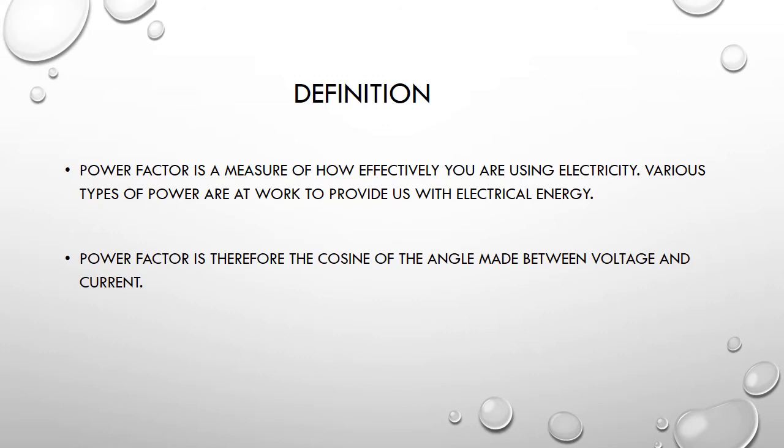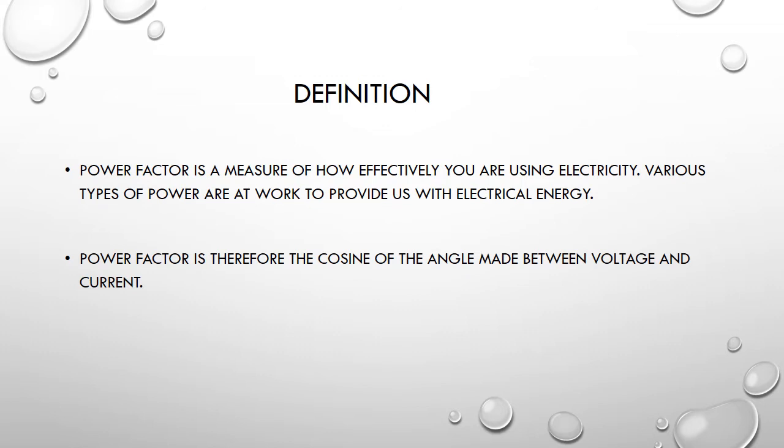Power factor is defined as the cosine of the angle between voltage and current. This is because when there is a reactive component in the circuit, it causes current and voltage not to be in phase. So when they are out of phase, we shall have an angle between the two, and the cosine of that angle is now called power factor.